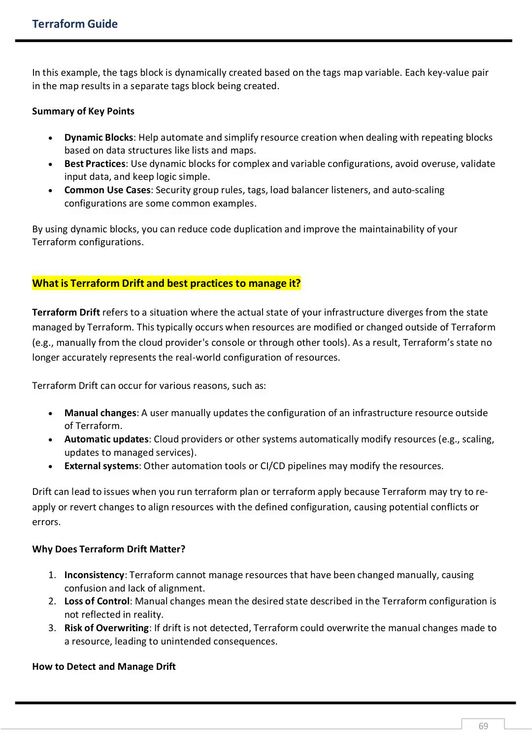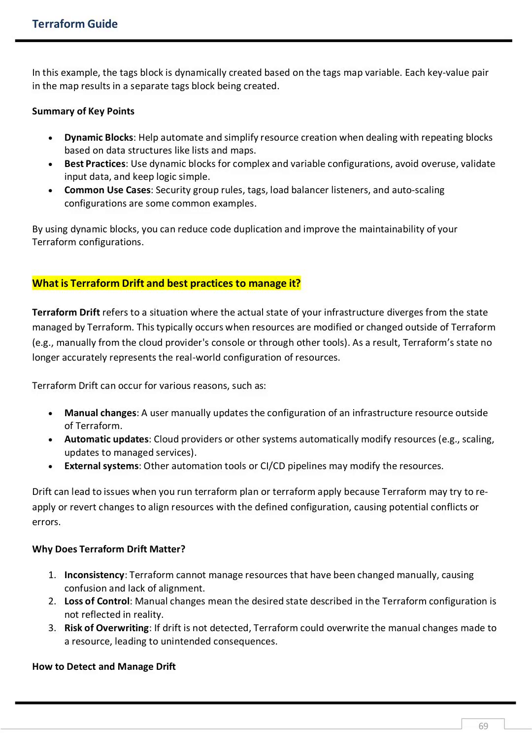Summary of key points of dynamic blocks. They help automate and simplify resource creation when dealing with repeating blocks based on data structures like lists and maps. Best practices: use dynamic blocks for complex and variable configurations, avoid overuse, validate input data, and keep logic simple. Common use cases: security group rules, tags, load balancer listeners, and auto-scaling configurations are some common examples. By using dynamic blocks, you can reduce code duplication and improve the maintainability of your Terraform configurations.